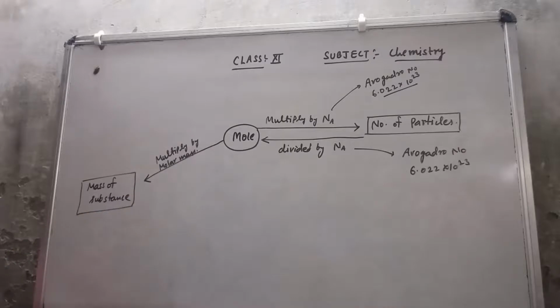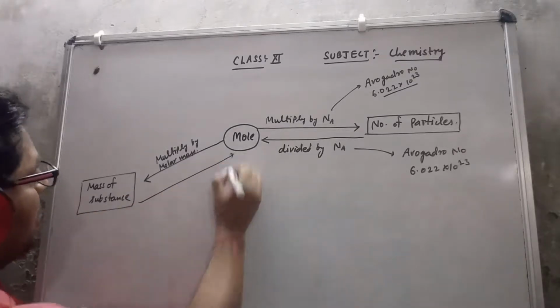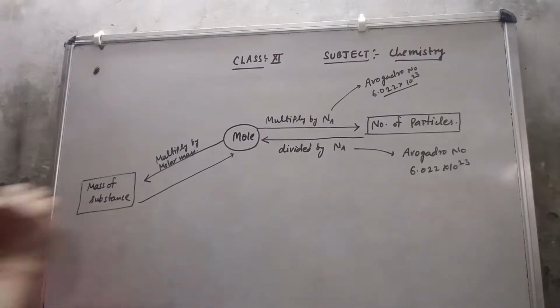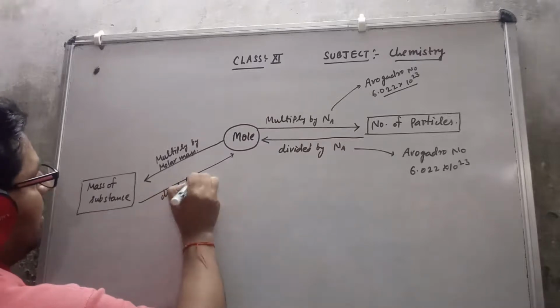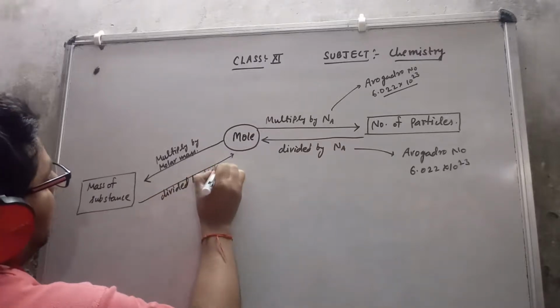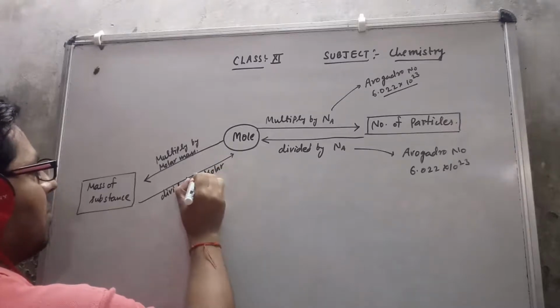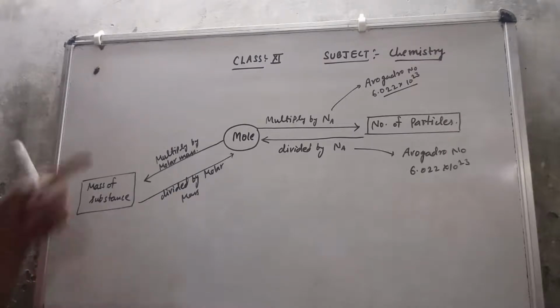Now the same thing, suppose I want to convert the mass of substance into mole, then I will divide by the molar mass. If I have a molecule, I will divide by molar mass. If I have an atom, I will divide by atomic mass. So those are the two things.